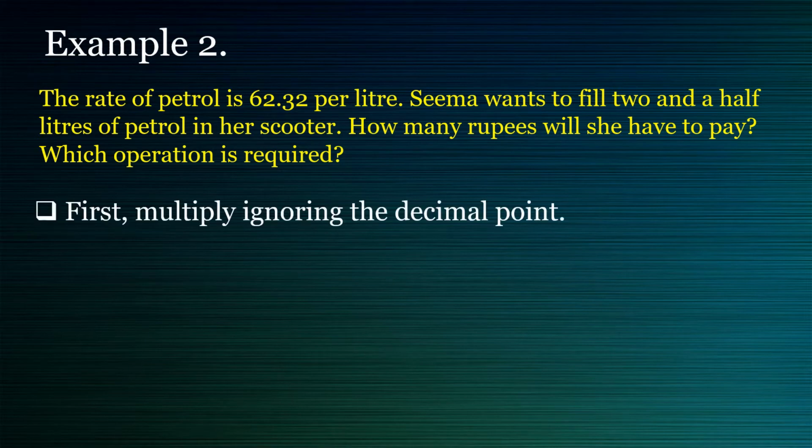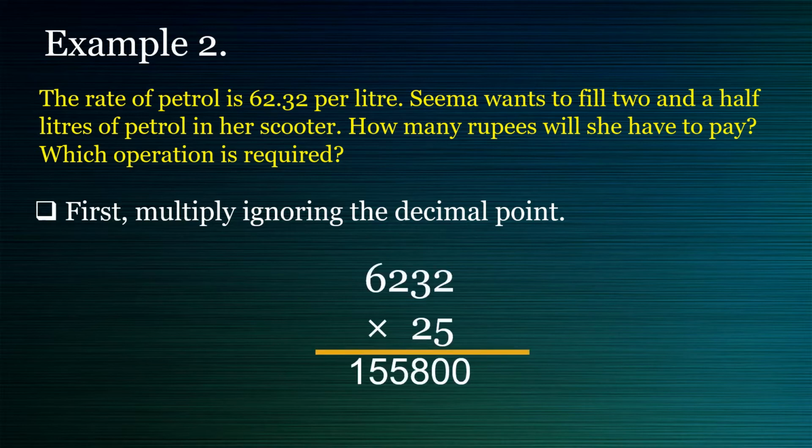First, multiply ignoring the decimal point. The rate of the petrol is 62.32 and she wants to fill 2.5 liters. So we have to just ignore the decimal points. Here we will get 6232 multiplied by 25. So like this you will multiply 6232 multiplied by 25. When you multiply you will get 1,55,800.